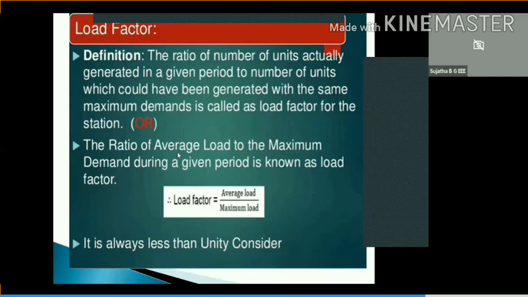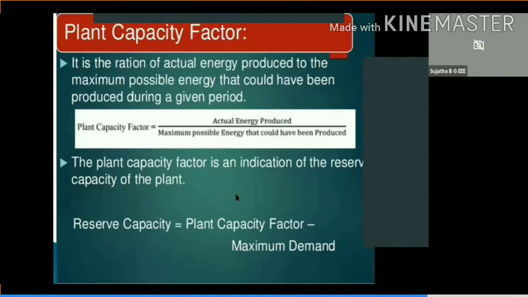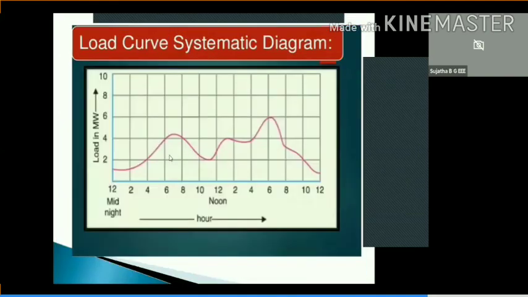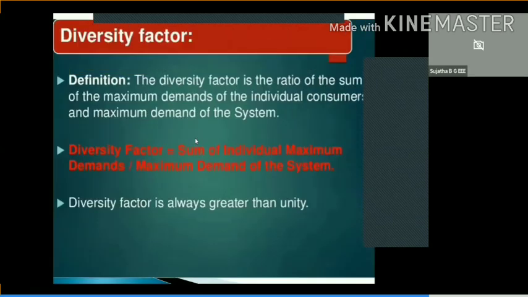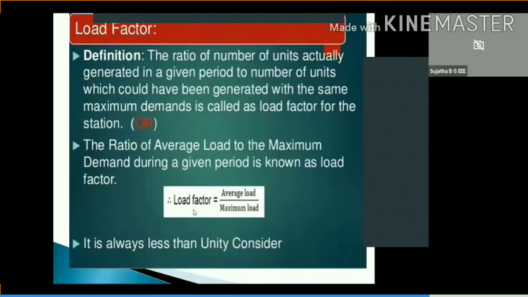So there are two ways of defining the load factor. It is always less than unity. Why is it always less than unity? You know that the maximum load will have the maximum value. Of course, average load will be definitely less than the maximum load. Again, if you consider this load curve, the maximum load is 6 megawatts. Maybe the average load, if you calculate in a day, is approximately 4 megawatts. So that's why load factor is always less than unity.